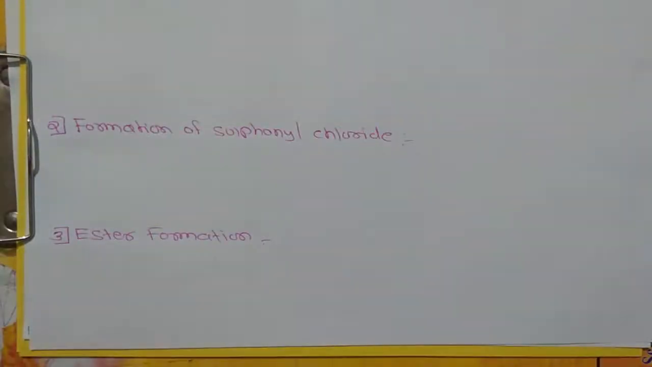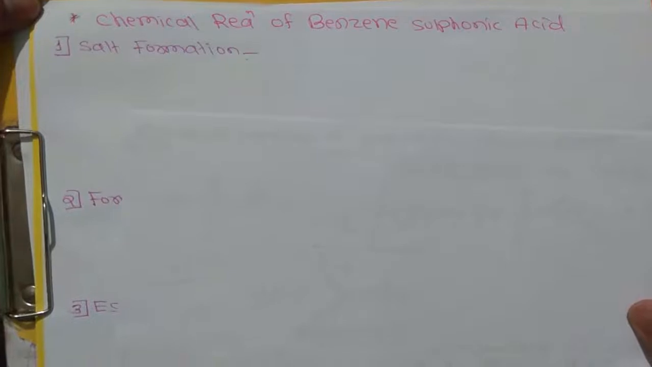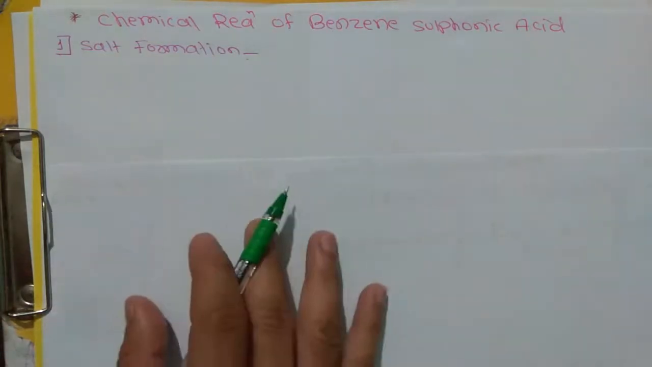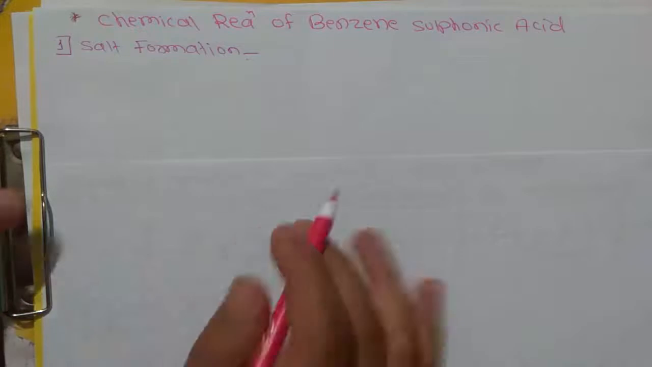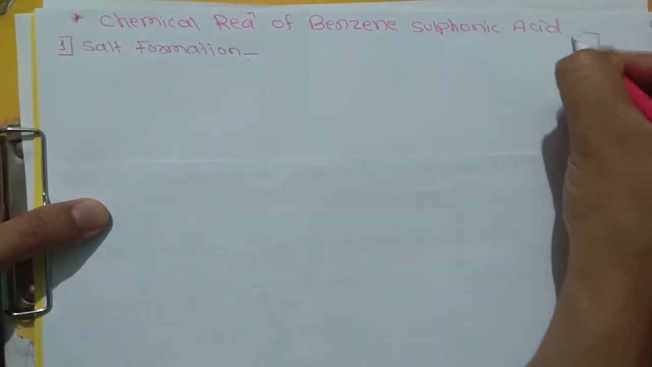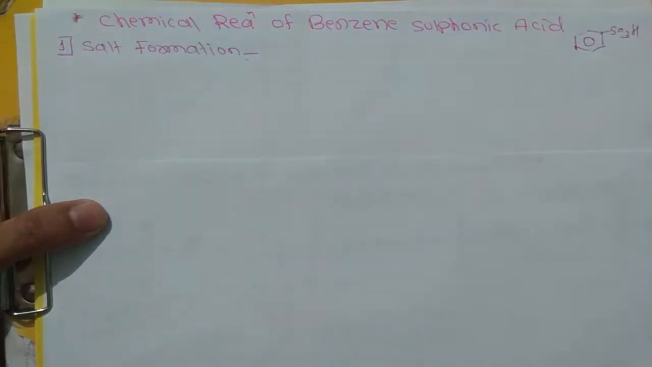Next, I can go to the next point. We can write down here the chemical reactions of benzene sulfonic acid. The first reaction is salt formation. In the first reaction, we can see all the reactions given by benzene sulfonic acid. It is the SO3H, benzene sulfonic acid.